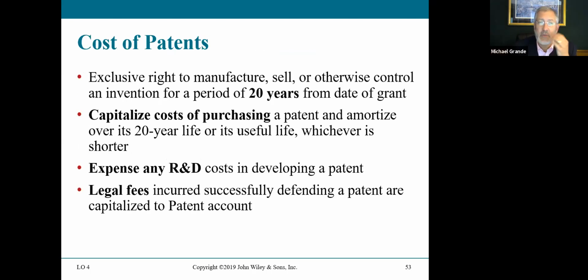Cost of patents. What is a patent? An exclusive right to manufacture, sell, or otherwise control an invention for a period of 20 years from the date of grant. Capitalize the cost of purchasing a patent and amortize it over its 20-year useful life, or its useful life, whichever is shorter. Expense any R&D, research and development cost, in developing a patent. Legal fees incurred successfully defending a patent are capitalized to the patent account.